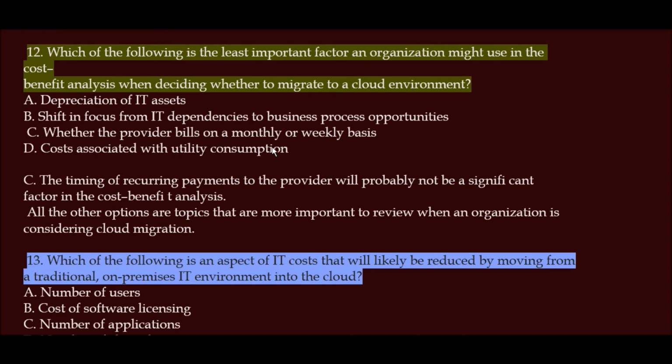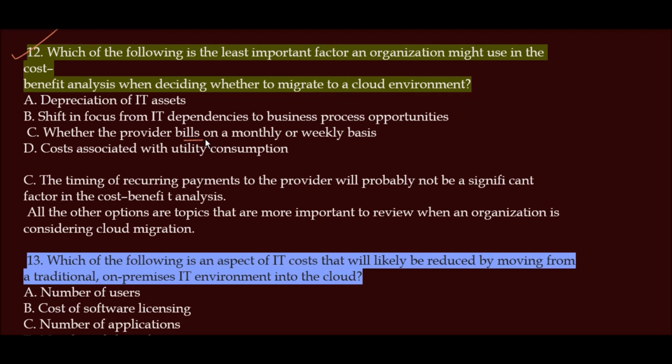Which of the following is the least important factor an organization might use in the cost benefit analysis when deciding whether to migrate to a cloud environment? Here, options A, B, C, D are given. Correct answer is option C, whether the provider bills on a monthly or weekly basis. Okay, the timing of recurring payments to the provider will probably not be a significant factor in the cost benefit analysis.